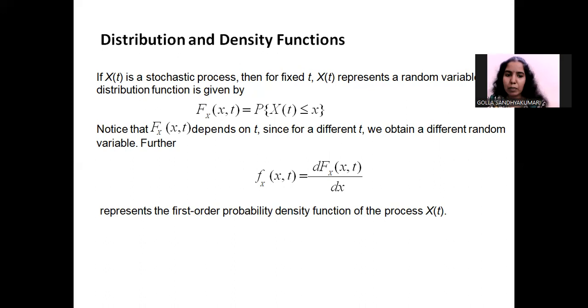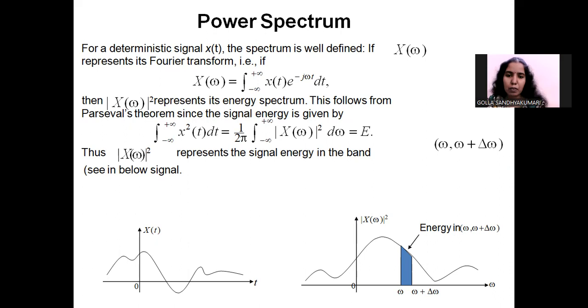Next one, power spectrum. The power spectrum is the representation of the power of a signal that is present in a particular input of a signal. For a deterministic signal x(t), the spectrum is defined as X(omega) equals integral from minus infinity to infinity x(t) e^(-j omega t) dt. With the help of Fourier transform, we can define the power spectrum of a signal, where mod X(omega) square represents the energy spectrum.